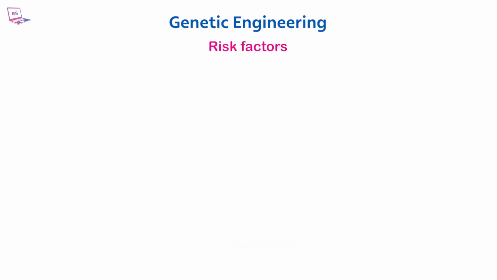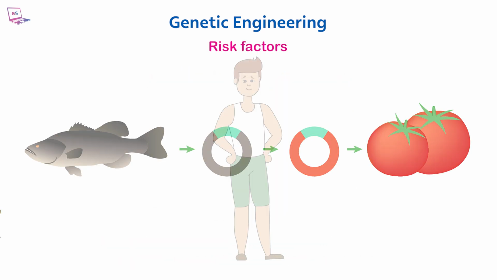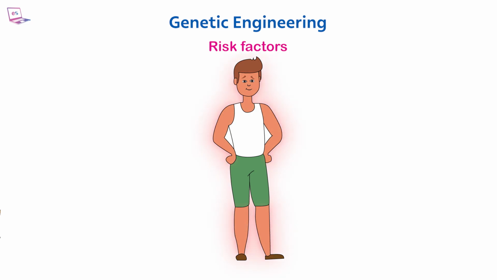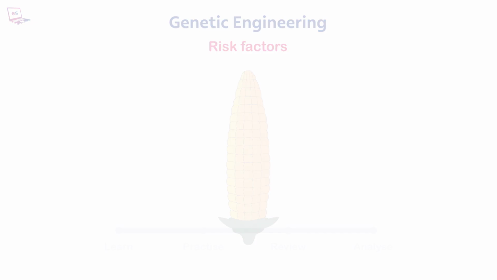Risk factors: genetic modification raises ethical concerns and potential health risks associated with genetically modified food. For instance, GM foods may contain substances that trigger allergic reactions in specific individuals, or higher levels of toxins naturally present in the food. Genes from genetically modified, GM, plants and animals can spread to other wildlife, posing a risk to ecosystems.